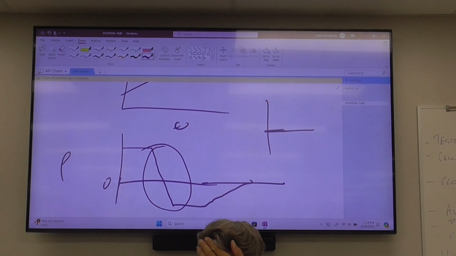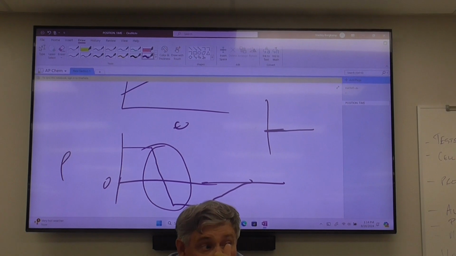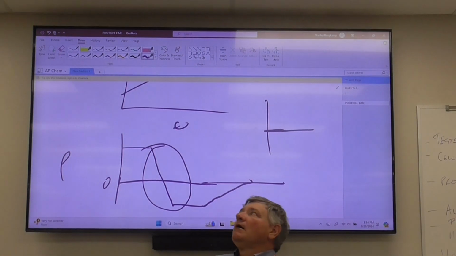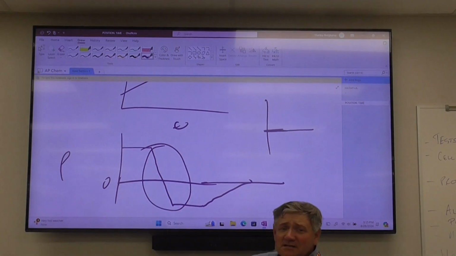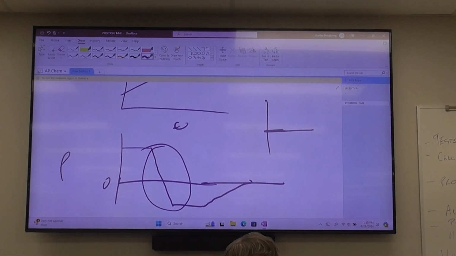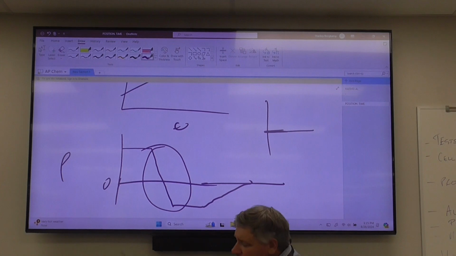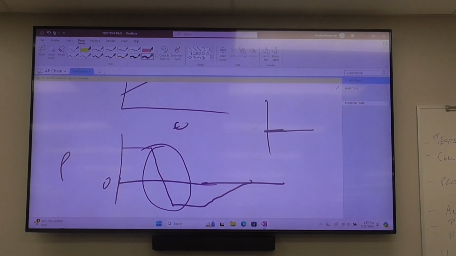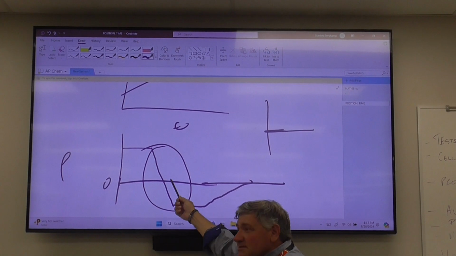Is the slope the same? Yes. Is the velocity going to be the same? Yes. Did it change direction? Yes. Because it's going down and it's going to 0. It's going down. But it's a position time graph.